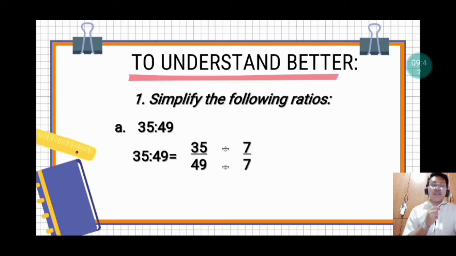Okay, 35 divided by 7 is 5. How about 49 divided by 7? All right, that is 7. So this would give us an answer of 5 over 7. So again, convert it into ratio since we get an answer of 5 over 7. So the numerator will be our antecedent and the denominator will be our consequent. Okay? So this would give us an answer of 5:7.